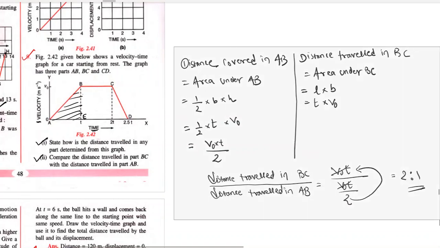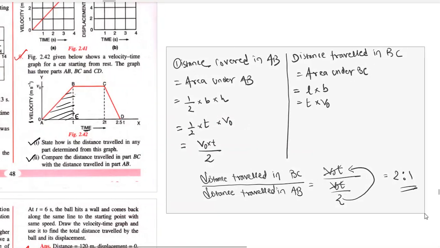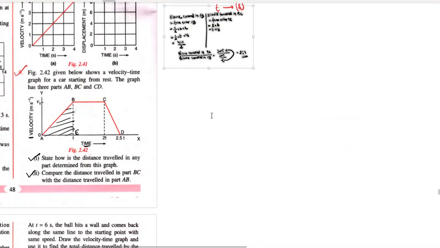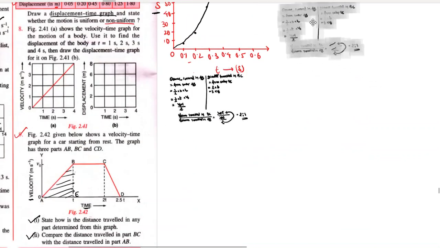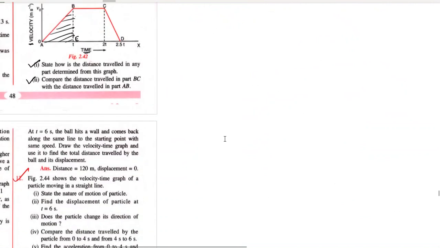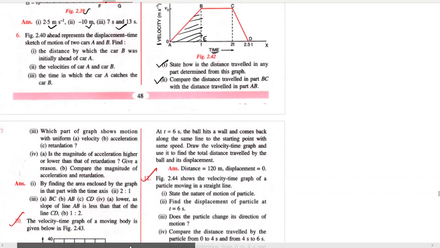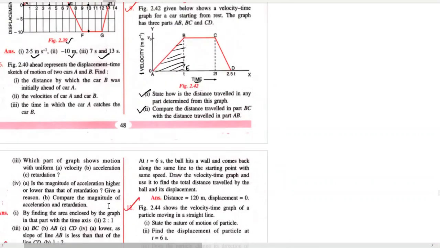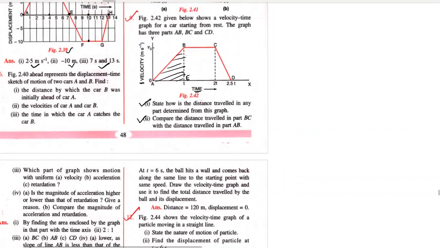There are 2 more parts which are remaining. First, let's take care of this. Okay, question number 3. Which part of graph shows motion with uniform velocity, acceleration and retardation?